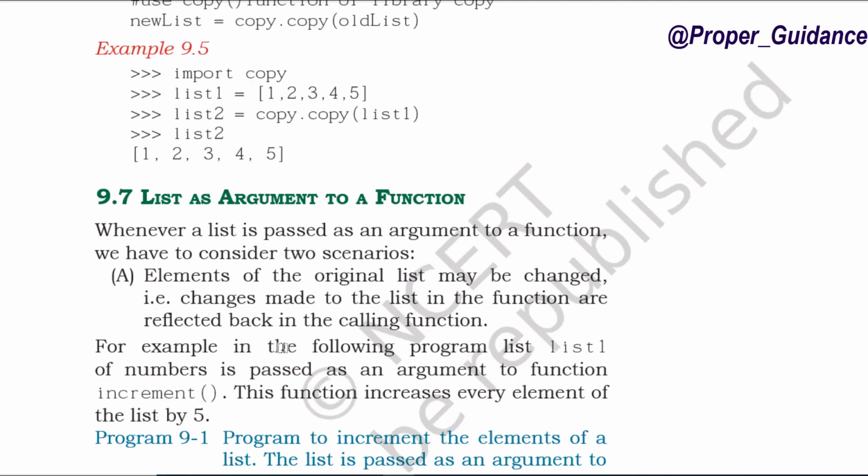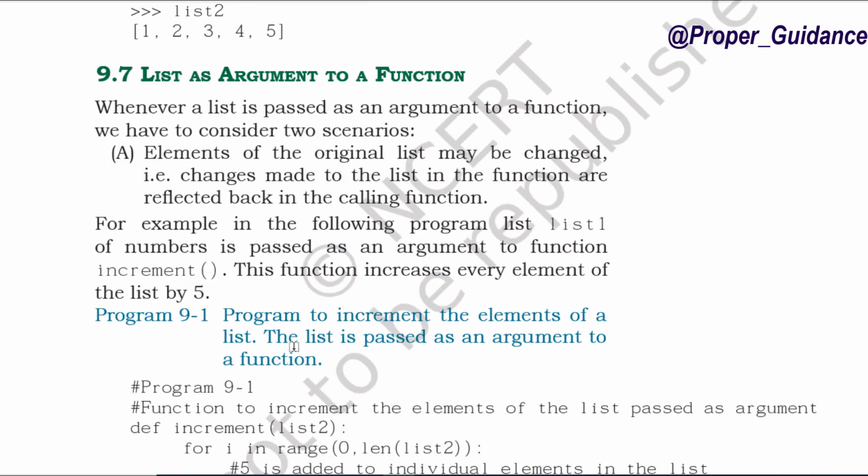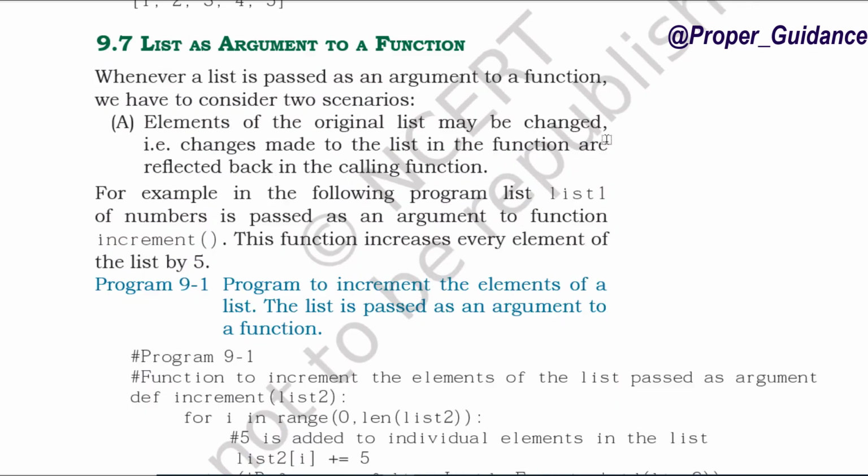Clear? Okay. The next point we have to learn, list as argument to a function. List as argument to a function. Whenever a list is passed as an argument to a function, we have to consider two scenarios. Elements of the original list may be changed, that is, changes made to the list in the function are reflected back in the calling function.